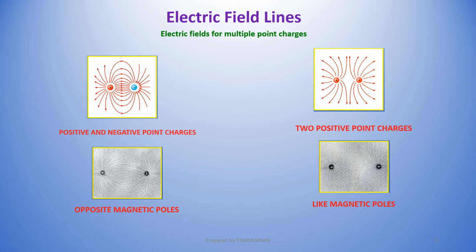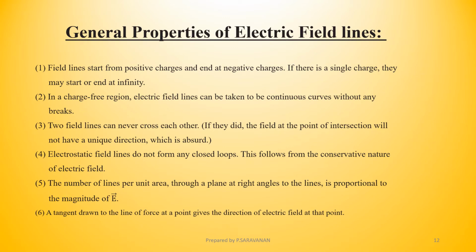The remaining two pictures shown below are the iron filings which are spread in a magnetic field. The third picture depicts the magnetic lines of force between two opposite magnetic poles. The fourth picture shows the spread of the iron filings inside a magnetic field for two like magnetic poles. So students, you must know that the electric field lines are similar to the magnetic field lines. Let us now go through the general properties of electric field lines.